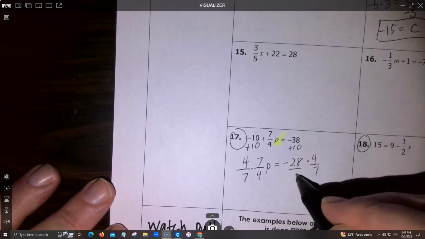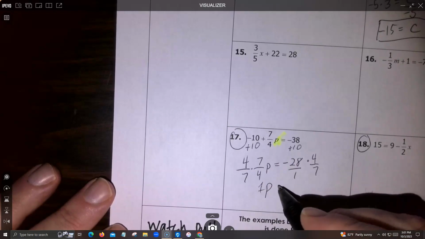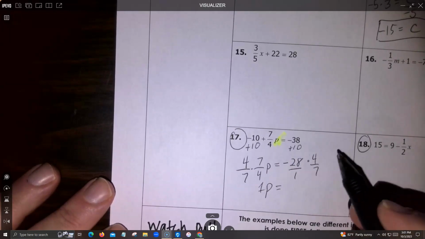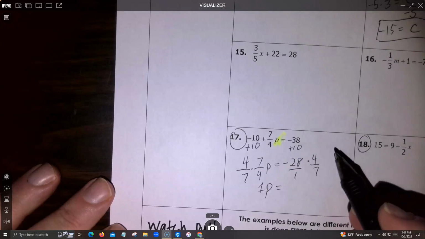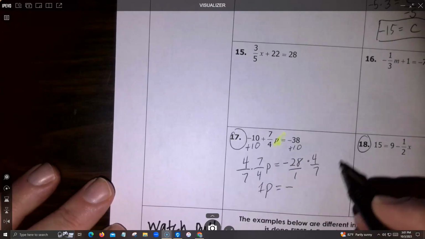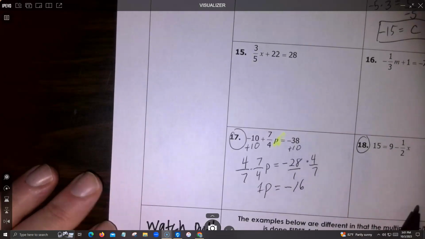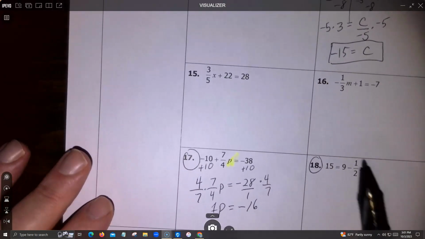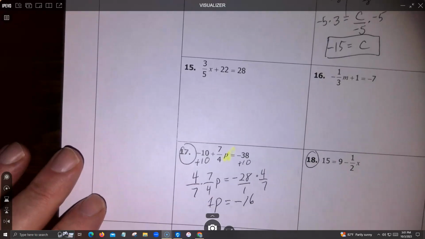Again, over 1, these knock out. I just have 1P equals, and then I get this answer, which looks like it's going to be, let's see, negative 16. Negative 16. You can put that in Desmos, or you can use your phone. You can type 4 divided by 7 times negative 28, and it'll give you that.